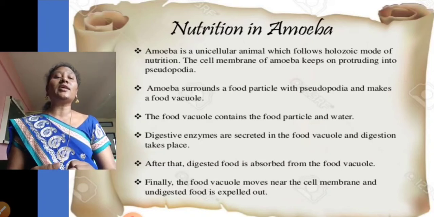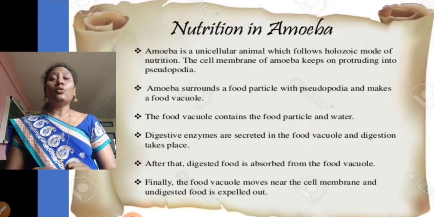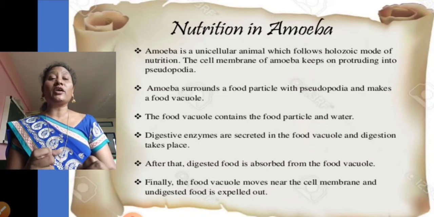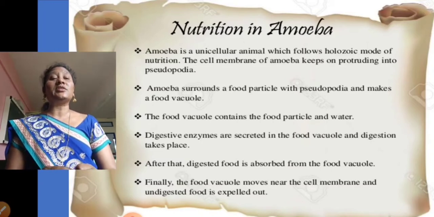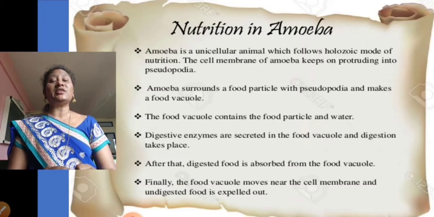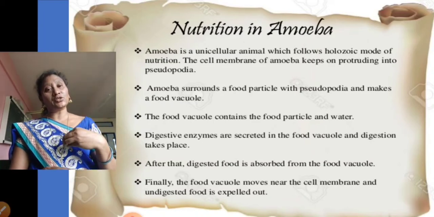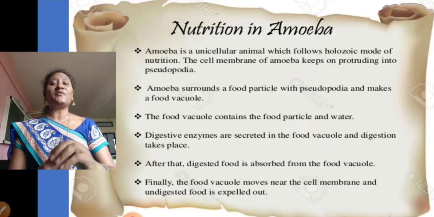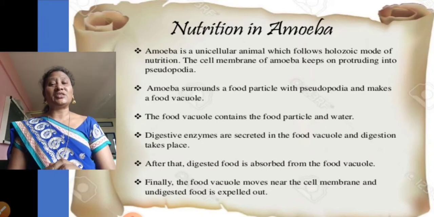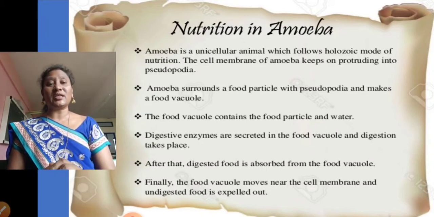So the food vacuole contains the food particles and water. So what does the vacuole contain? Food particles and water. And digestive enzymes are secreted in the food vacuole and digestion takes place. After food enters the vacuole, the digestive enzymes will be secreted. When the digestive enzymes are secreted, these enzymes facilitate the process of digestion. So the process of digestion takes place.